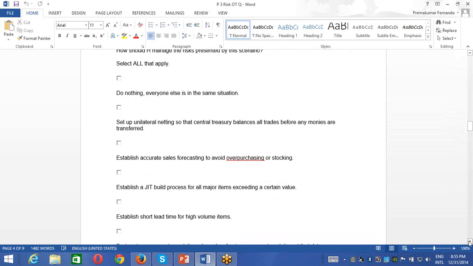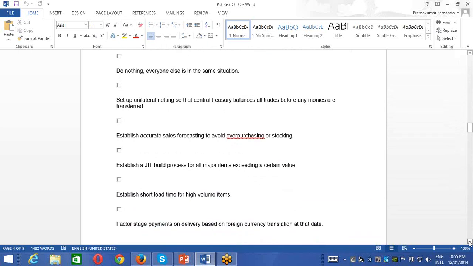Right? Then, what is the next one? Establish a short lead time for high volume items. Is it a good thing? Yes, I think so, it's a good thing. Establish a short lead time for high volume items, so you don't block your money. Yes. So you will do that one.